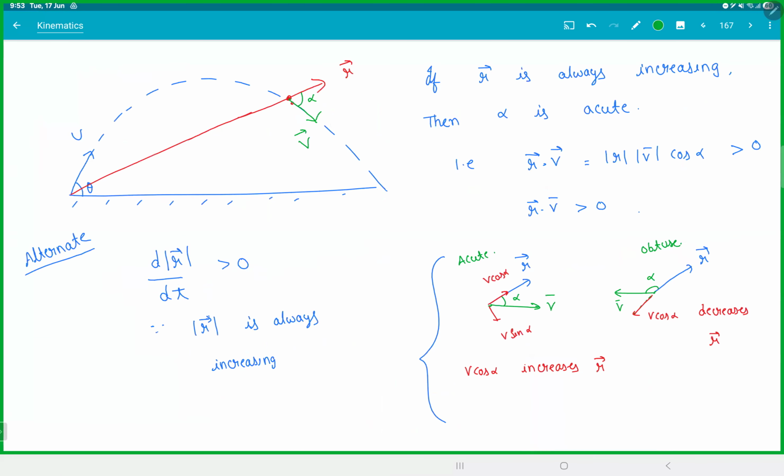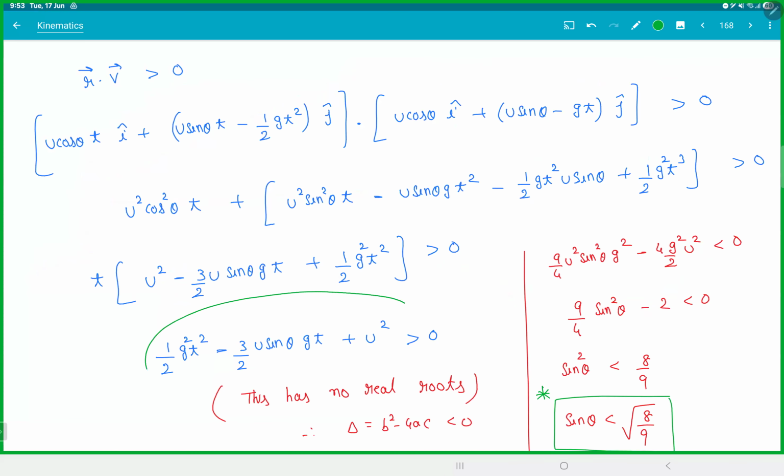Again, what did we do? First thing is to figure out that r bar and v bar will make an acute angle, because if the angle is obtuse, then r bar will start decreasing. So r bar dot v bar is greater than 0, then we got a quadratic. Since the function is greater than 0, it has no real roots. Discriminant delta is less than 0.